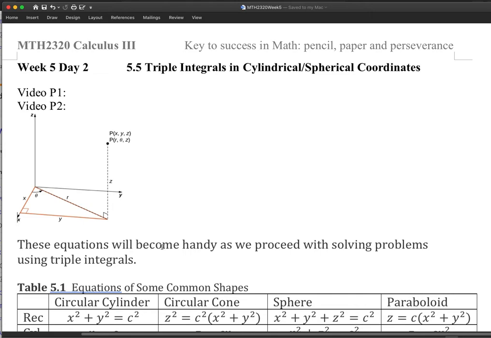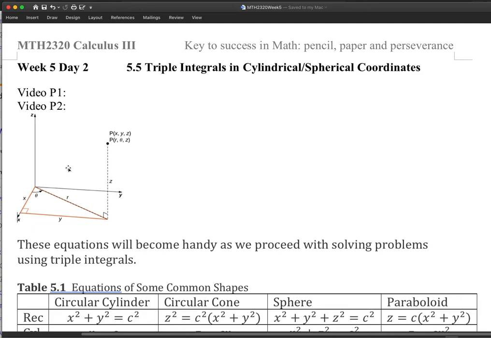of Calculus 3, and in this part we are moving to triple integrals in cylindrical coordinates and spherical coordinates. It's a topic in section 5.5. First, let's look at cylindrical coordinates. This is this chart here. It is just for quick reviewing purposes of cylindrical coordinates.